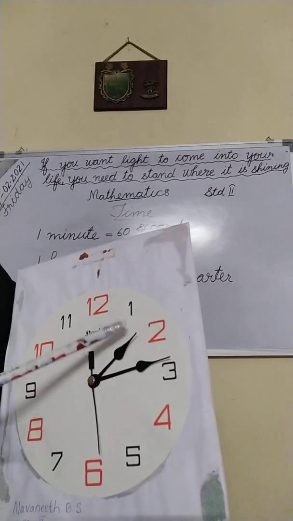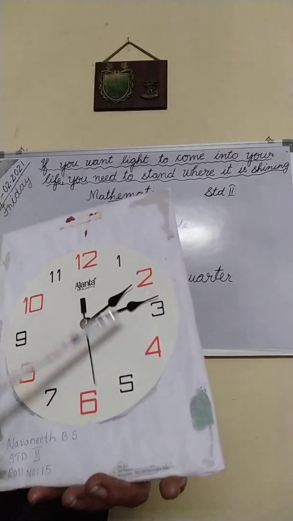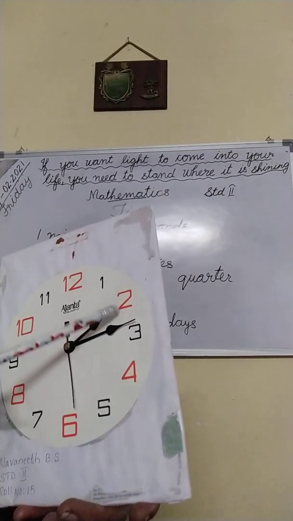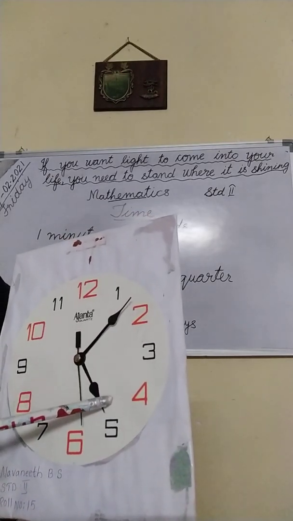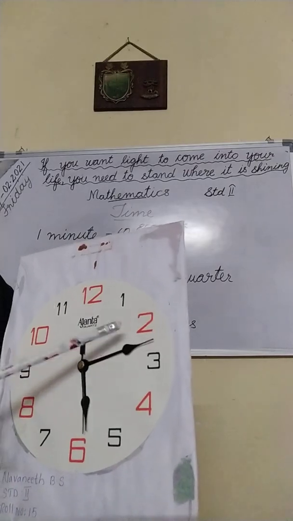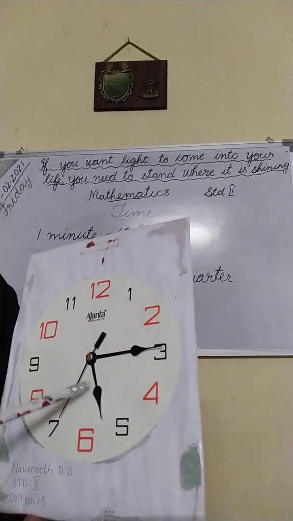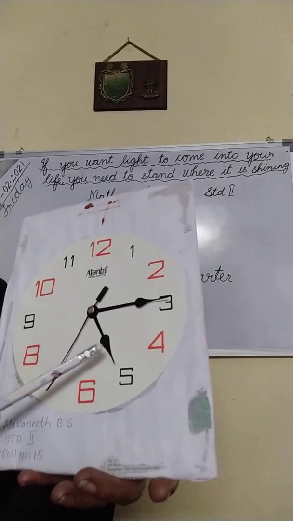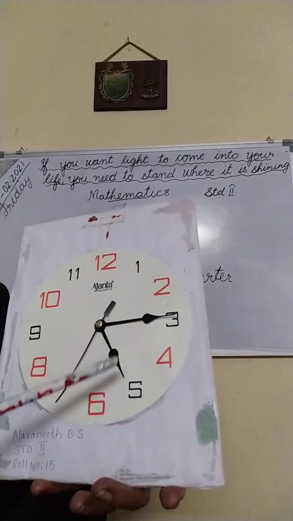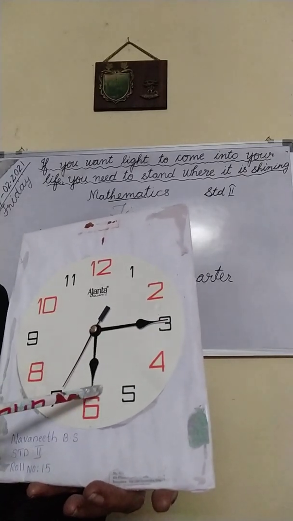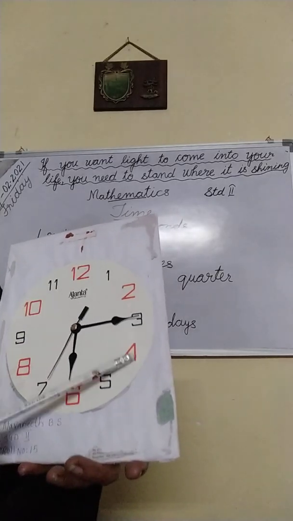Now let me show you. Now what do you say? Yes, quarter past 2. Now, what is the time? Yes, quarter past 5. If it is on to 6, what you will say? Yes, quarter past 6. So, you learned about the quarter past.